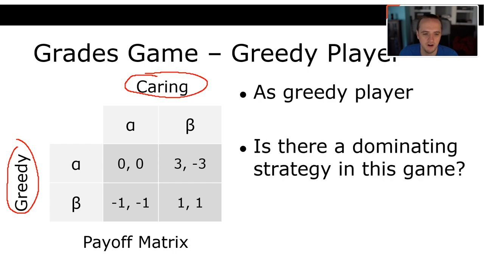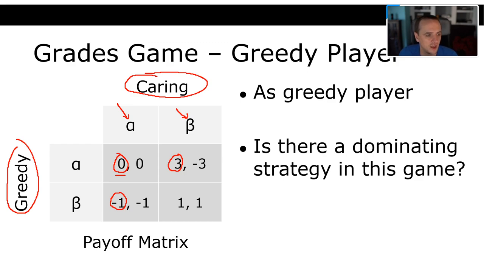If we are the greedy player, if they choose alpha, then if we choose alpha, we do better than beta. So alpha's better in that case. If they choose beta, if we choose alpha, we do better than beta. So we choose alpha. So in the case of the greedy player, alpha strictly dominates beta.